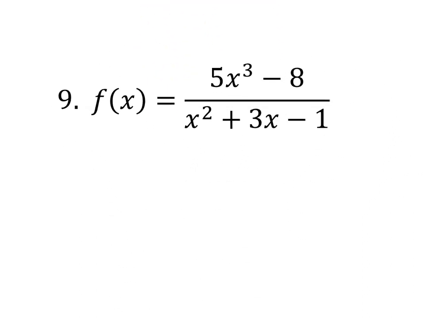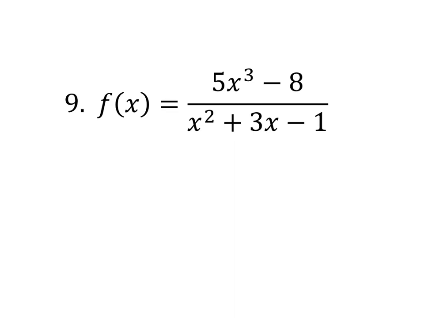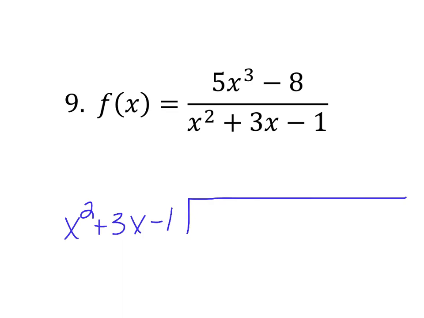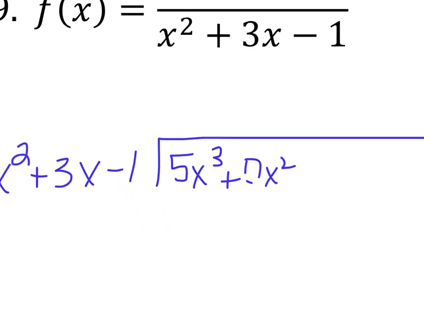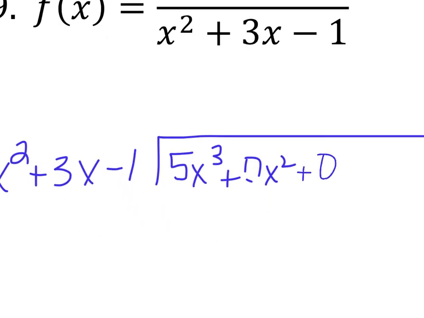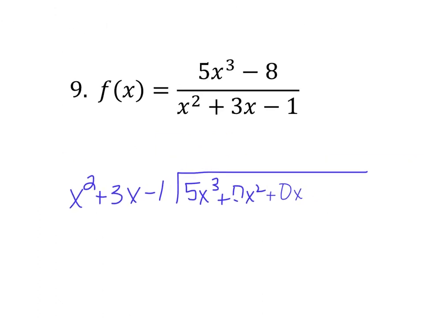All right, here's a tricky one. I want you guys to pay attention. What goes on the outside? What's our divisor? The big one. Okay, we'll say that. X squared plus 3x minus 1. What goes on the inside? The small one. It goes 5x cubed. Is there an x squared? No. So then you have to put a 0 and account for it. Is there an x? No, so you have to put a 0 and account for it. Then we have our negative 8.